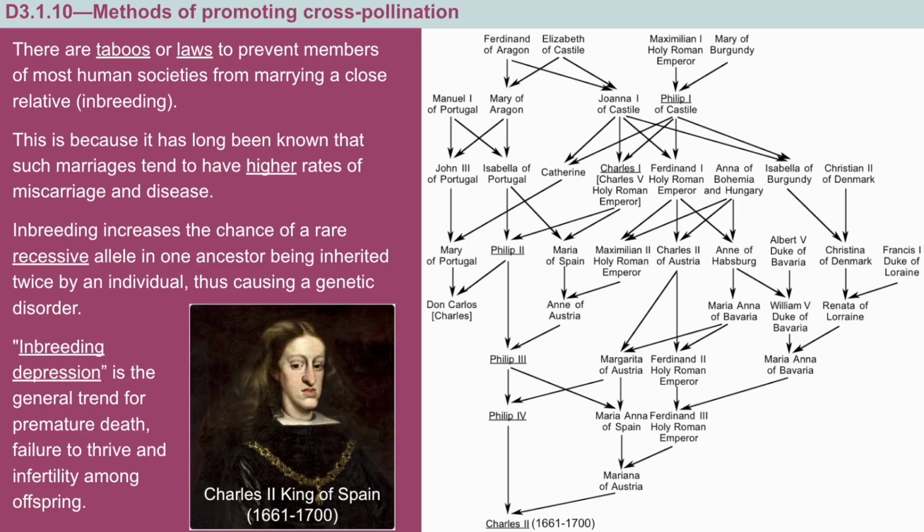Okay, the reason that inbreeding is a problem is that it increases the chance of rare recessive alleles in one ancestor being inherited twice by an individual. Okay, inbreeding depression is a general term for premature death, failure to thrive, and infertility among offspring. Okay, and if you want to see a very clear example of inbreeding, look at the European royal families, which ended with Charles II, King of Spain, who had his famous Habsburg jaw, okay, and a series of problems that happened due to all of this genetic inbreeding that we can see here in this family tree.